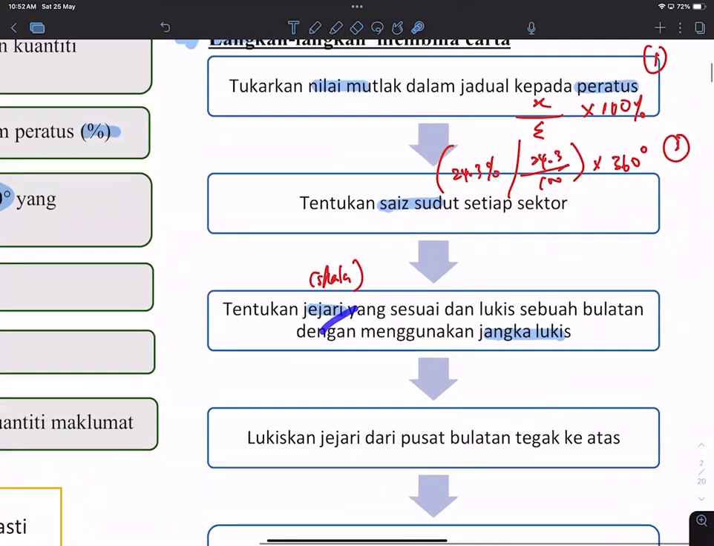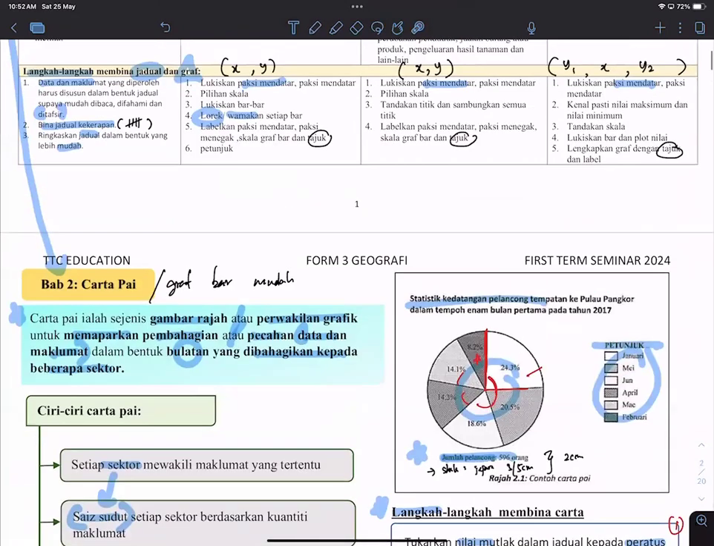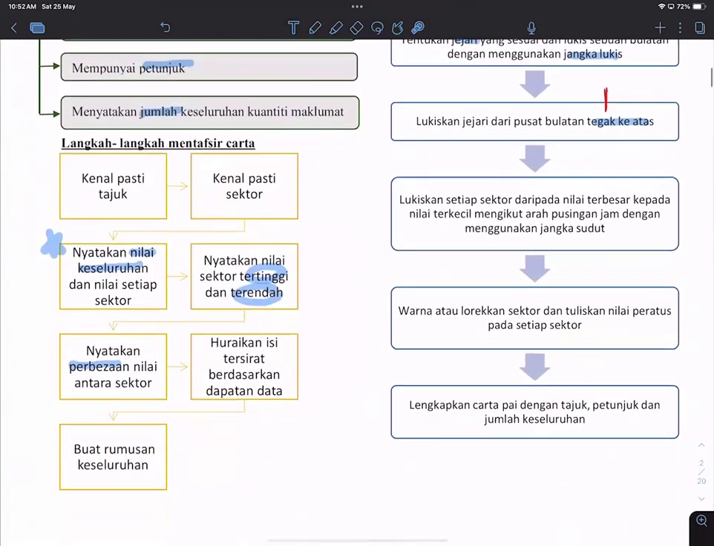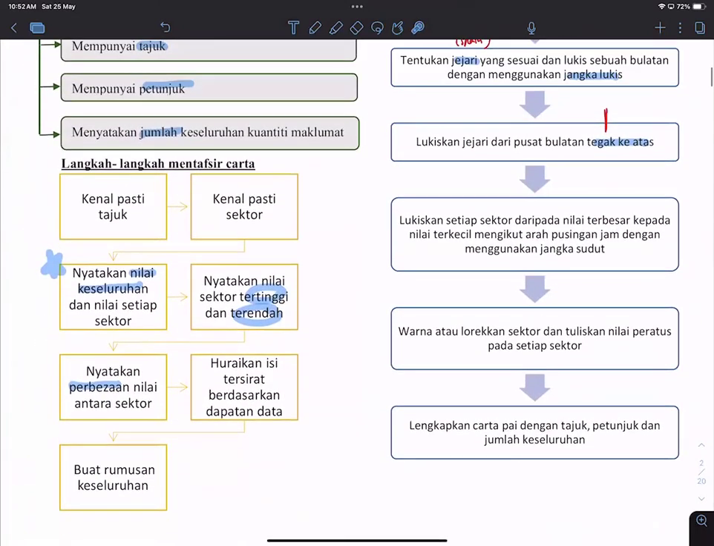Next one, lukisan jejari pada pusat tegak ke atas. Tegak ke atas is the red color line, which I just drew for you guys. That's the sudut tegak, 90 degrees, from a straight line. After that, we try to lukiskan the sectors from the largest to the smallest.